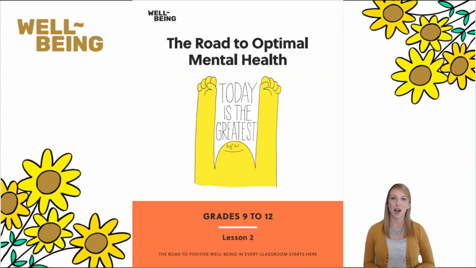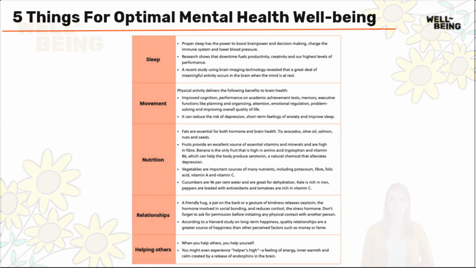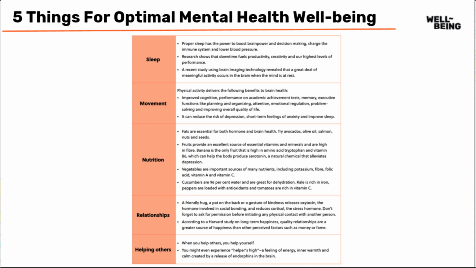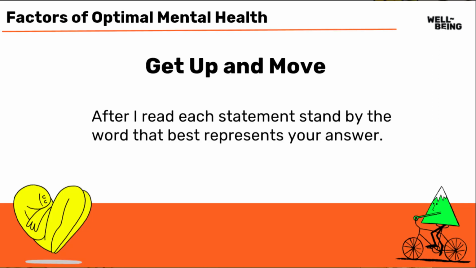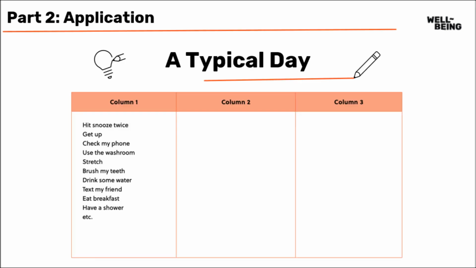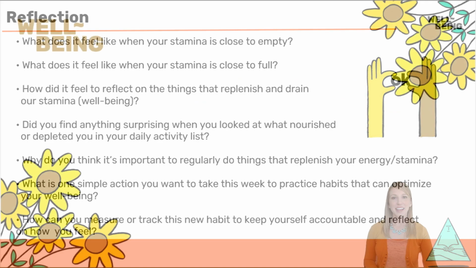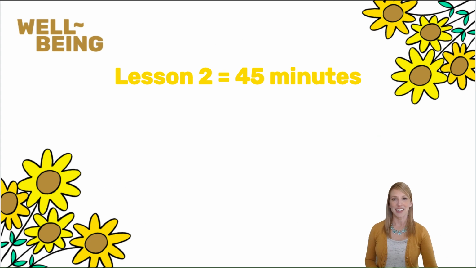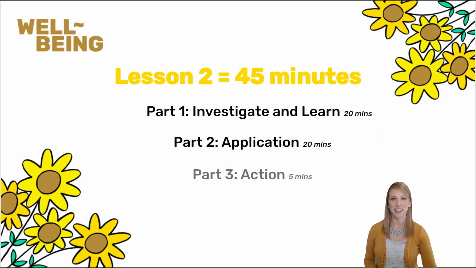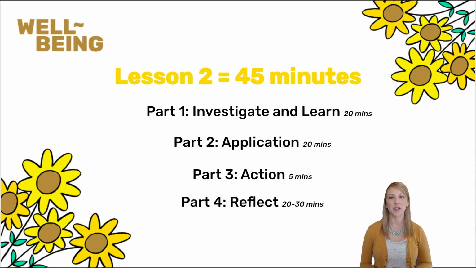Lesson 2, The Road to Optimal Mental Health, supports students in understanding proven ways to optimize their mental health and well being through a variety of habits. Students will explore 5 ways to optimize mental health, reflect upon their own daily habits, and how they impact their well being. They will develop a personal action plan to practice a habit that can help optimize their mental health. After implementing the plan, they will reflect on it through journaling or discussion. For this lesson, we recommend that you dedicate 45 minutes, and the lesson is divided into 4 parts, so you can pace those parts out in the way that works best for you.